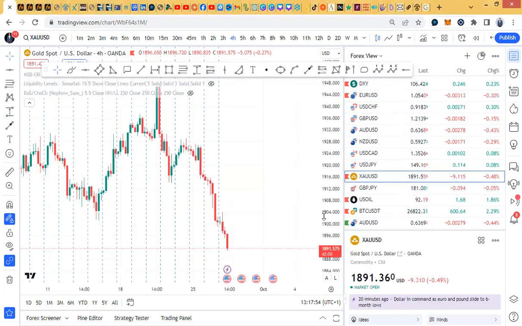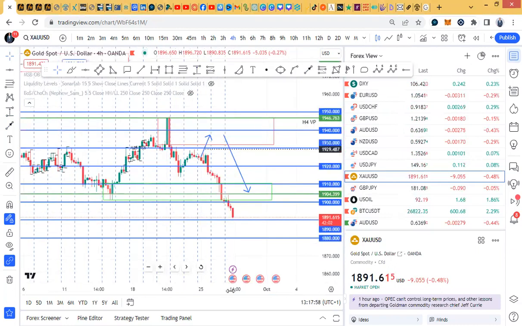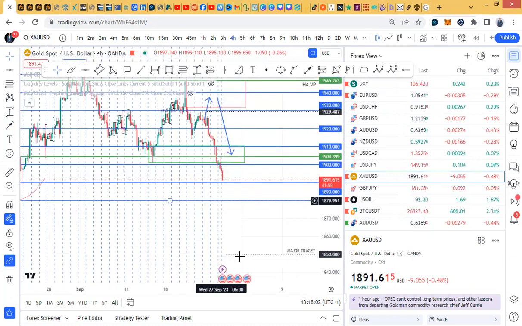Gold has been selling. The price of gold has been selling and selling very fast and hard. Where I expect major targets for gold is 18,500. That's where my major target is. You can see since Monday the 25th, gold has been selling. The dollar has been strong.